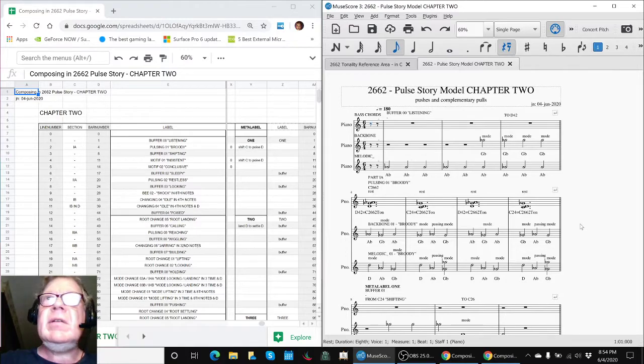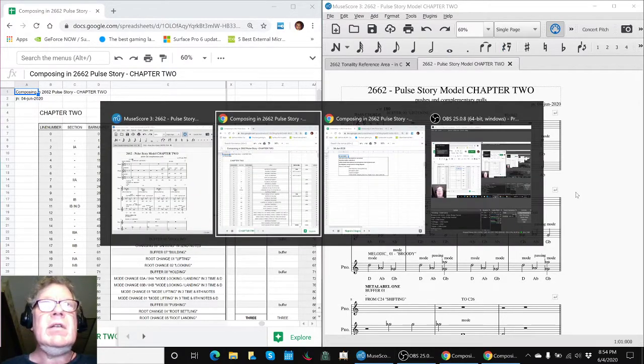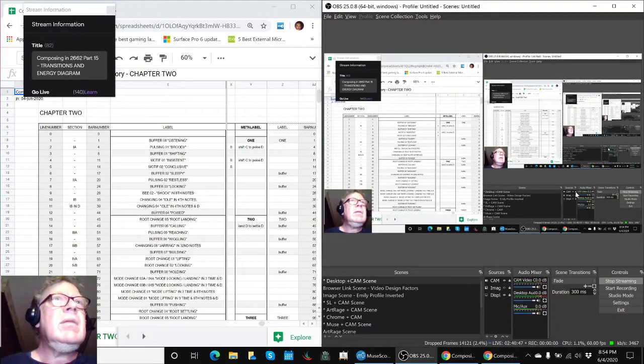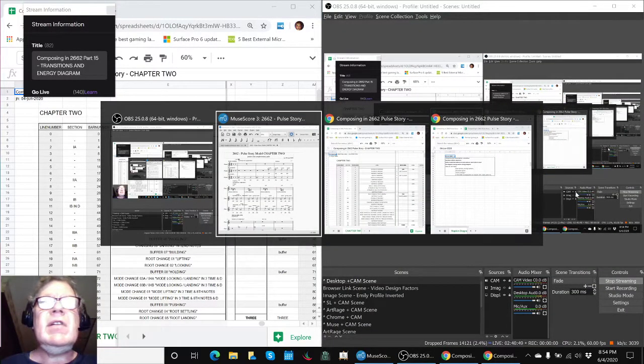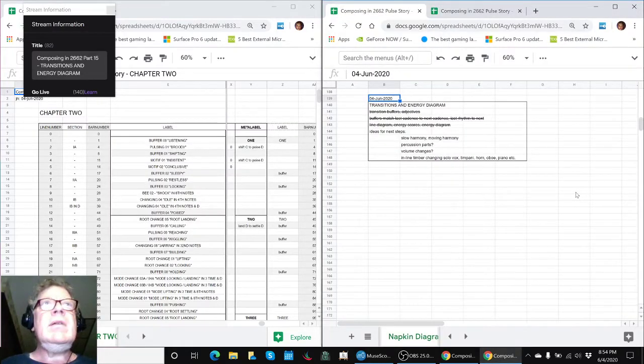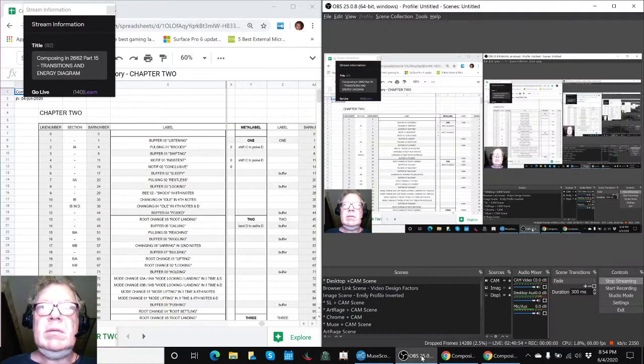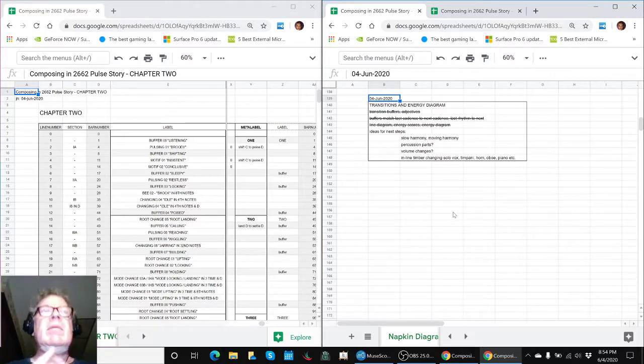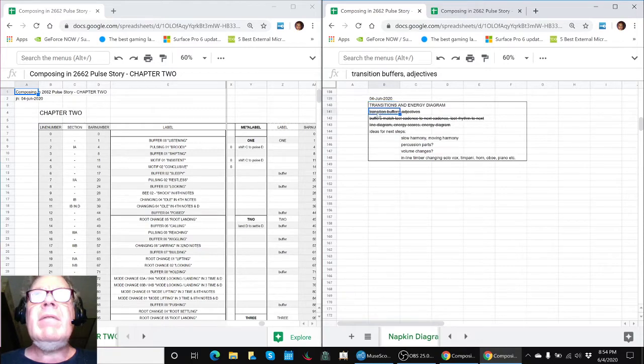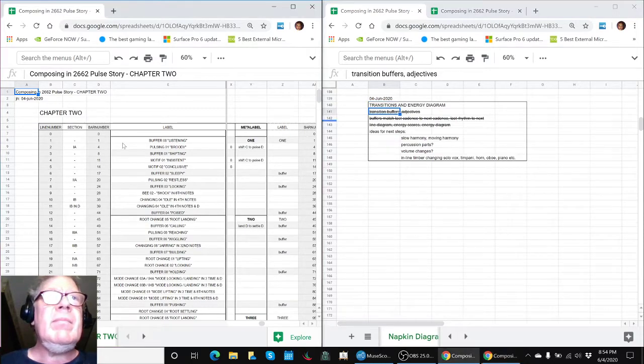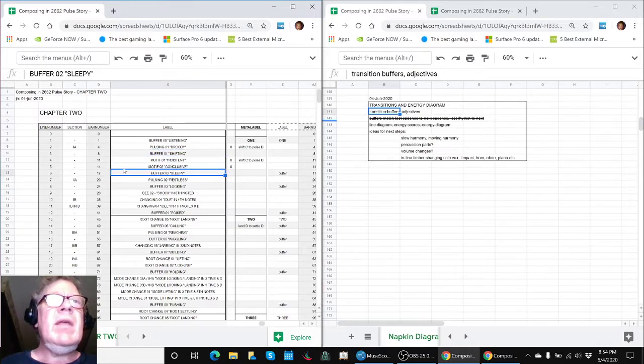Ladies and gentlemen, this is a recap of composing in 2662, part 15, transitions and energy diagram. Today, we caught up with several sessions. We have added what we are calling buffers, buffer 0, buffer 1, buffer 2, between the pieces that we'd already composed and listened to and arranged into an overall chapter 2.